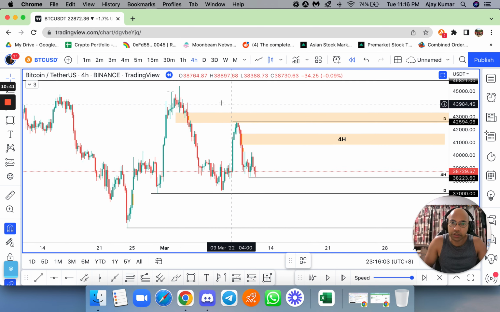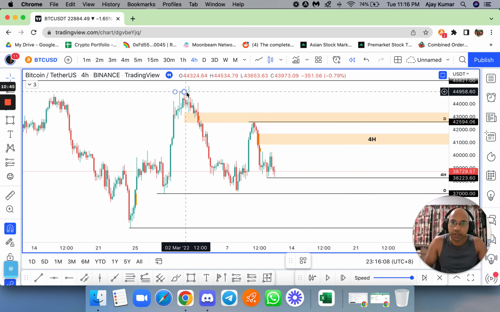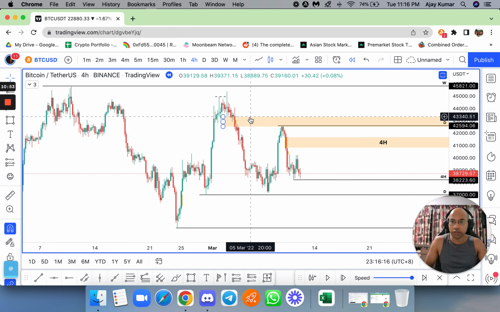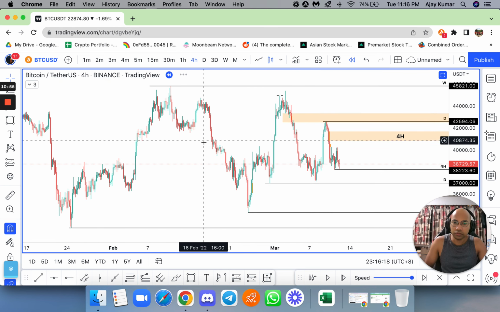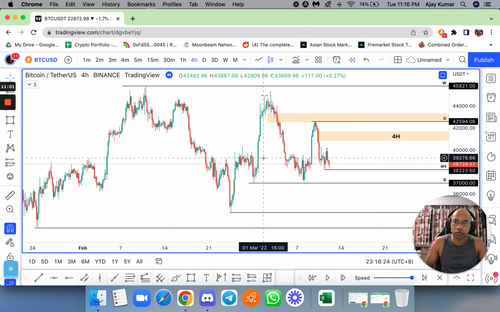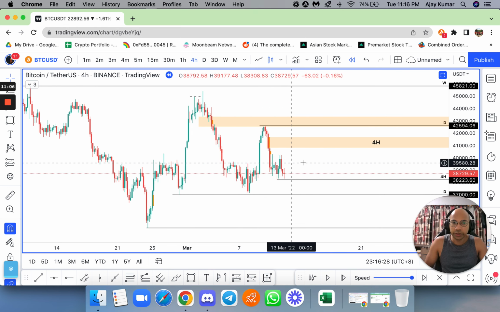So yeah, here like you can see, as I was saying, that you'll find the market structure break on the lower time frames. Here you can clearly see on the 4-hour there's a market structure break here. Okay. Any other pivot I want to mark out? No. Nothing else. Gosh, it's 11 minutes already.